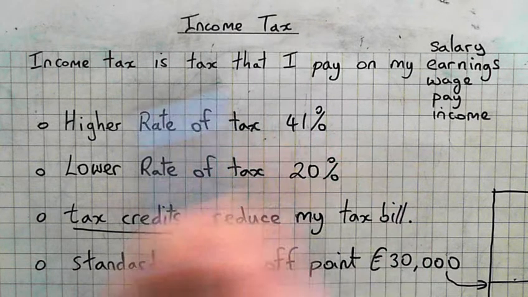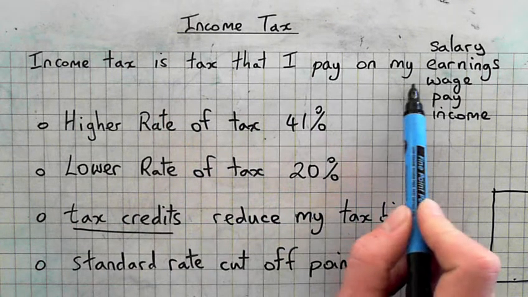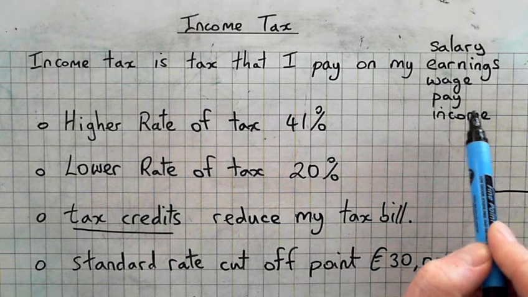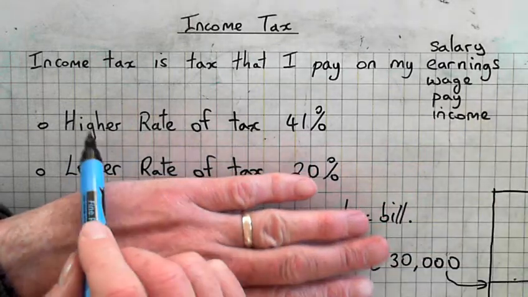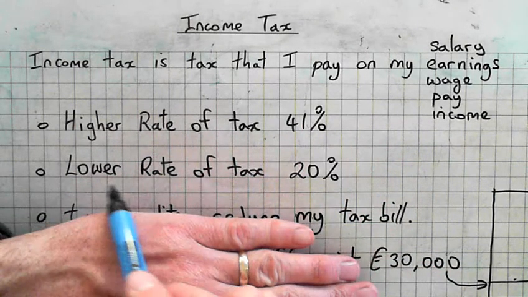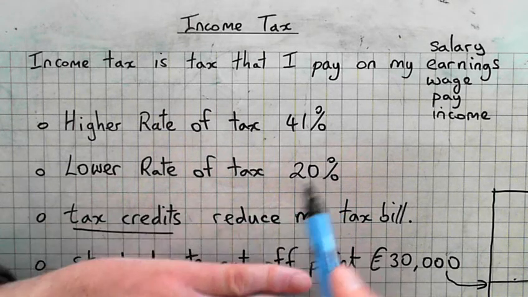Right, income tax. Income tax is tax that I pay on my earnings. So the word for earnings is salary, wage, pay, or income. First thing is, there is a higher rate of tax at 41%. We'll talk about that in a minute. There's a lower rate of tax at 20%.